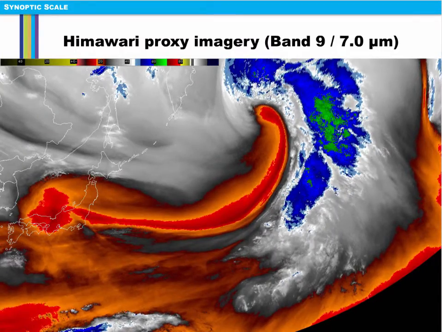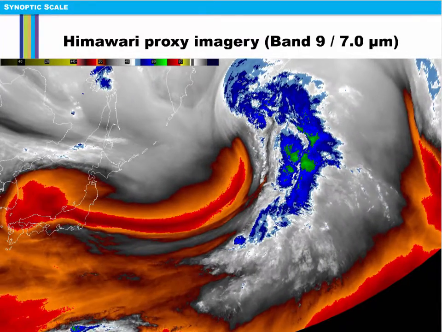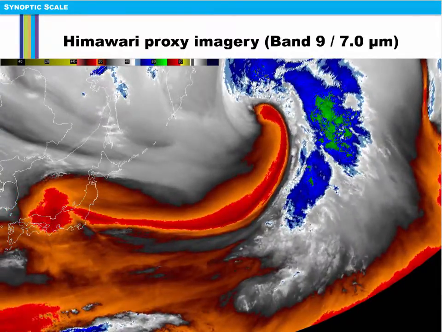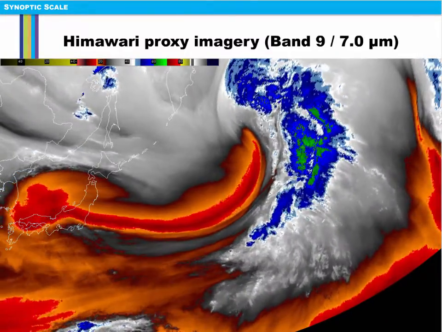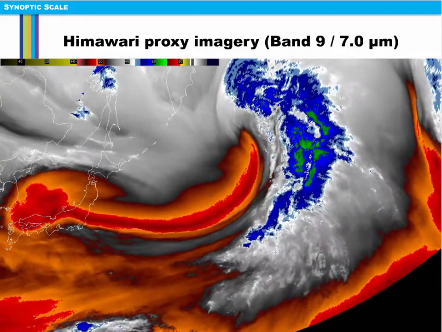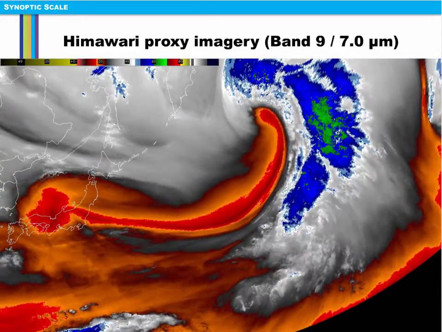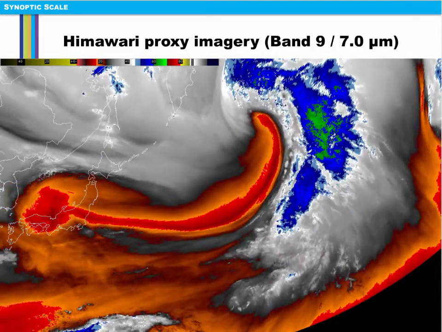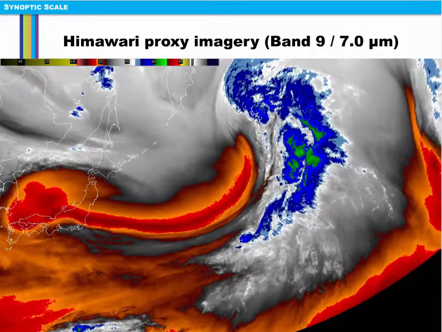We will set up the case study of interest with a large-scale depiction of the cyclone. We utilize imagery from the Himawari satellite as a proxy for GOES-R. This is the 7.0 micron mid-level water vapor channel, or band 9. This loop covers the period leading up to the development of a sting jet associated with an intense cyclone in the Northwest Pacific in December 2015.